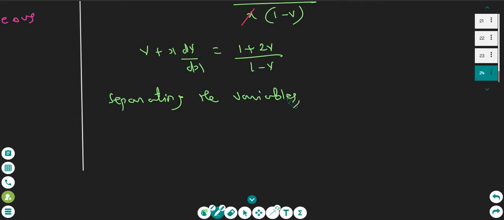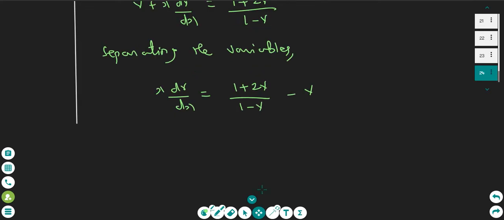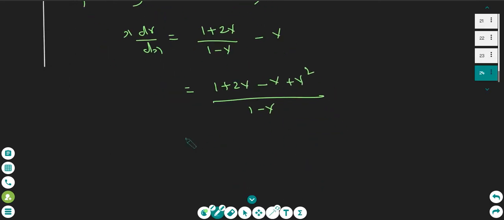Separating the variables on both sides, first I subtract v from both sides, or I take the v to the other side. I will get 1 plus 2v divided by 1 minus v, minus v. So let's get this simplified. This is going to be 1 plus 2v minus v plus v squared, divided by 1 minus v. So it's giving us v squared plus v plus 1 divided by 1 minus v.